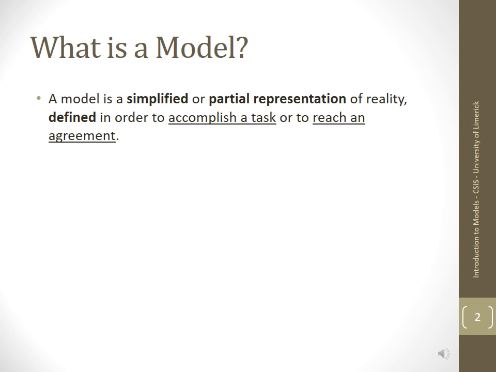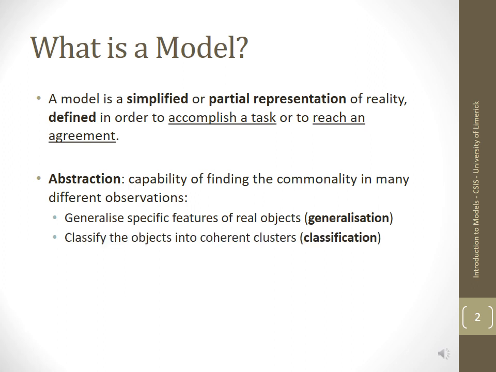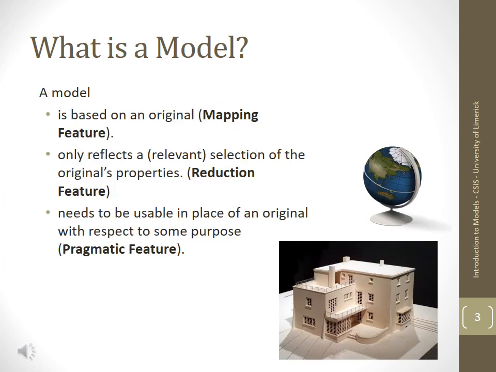And then we're trying to either accomplish a task or reach an agreement. So we're going through different types of abstraction here. We can have generalization, classification, or aggregation in the abstraction levels that we're doing. So a model would be, for example, a mapping feature. We have an original that we're trying to look at, and we're trying to see what is the reality that we're dealing with.